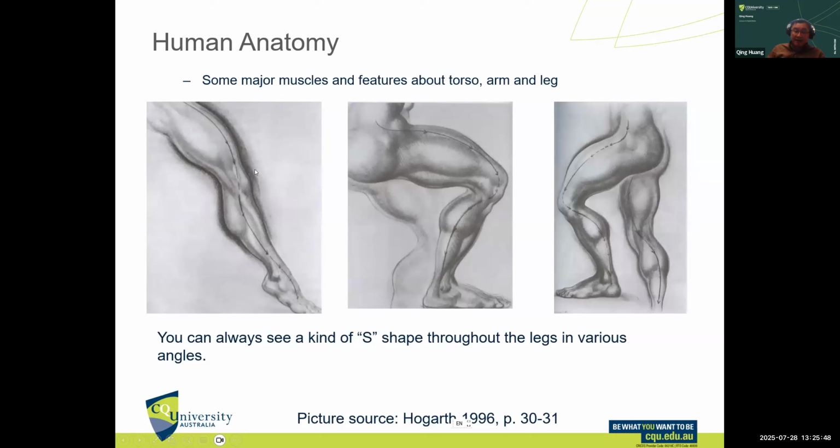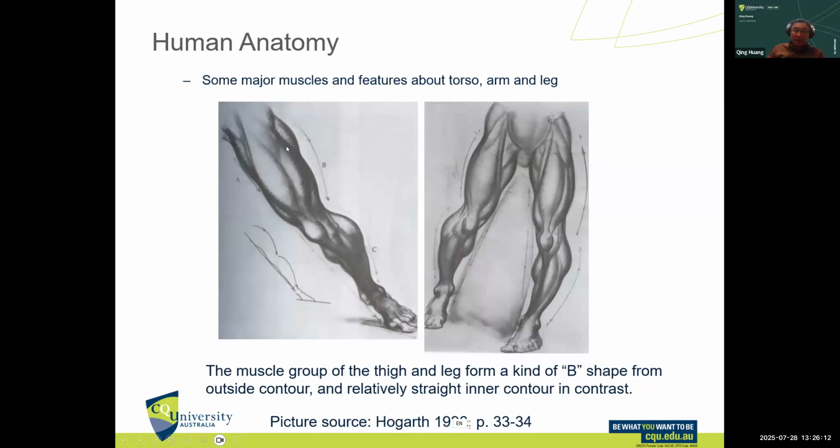And for legs as well, because of the muscle group, you always see some kind of S shape in the contour line. When it's bent or sitting, you always see this sort of feature, and that might be some traits you want to incorporate as well. All right. So the leg always forms some sort of B shape at the outer contour, or a relatively straight line in the inner contour. Right? See that?